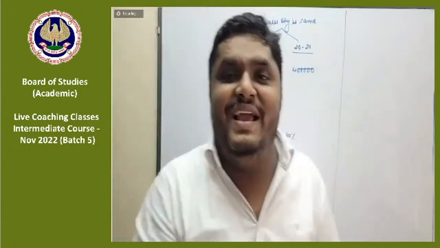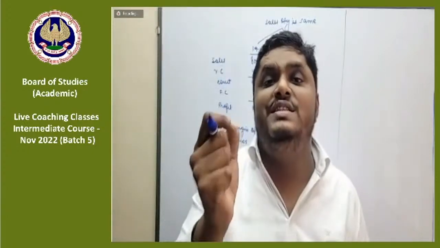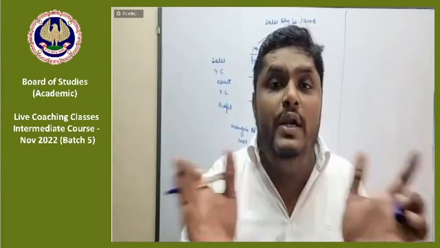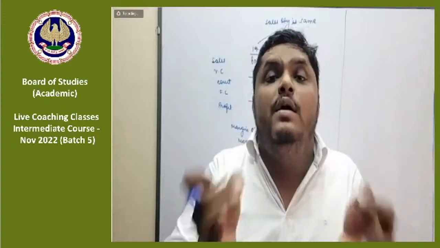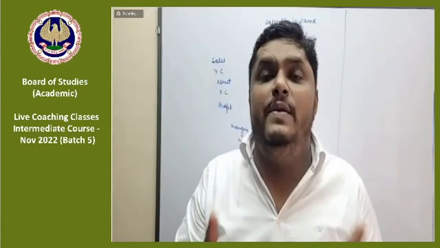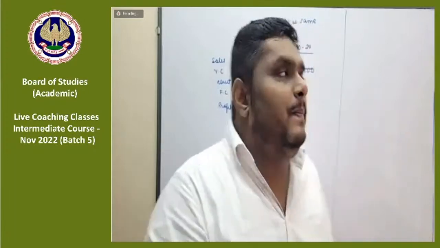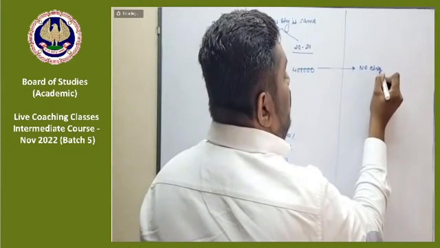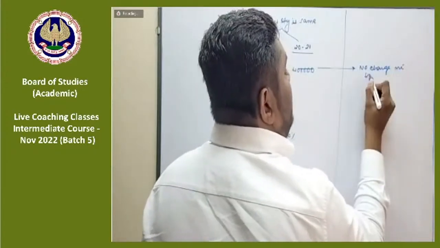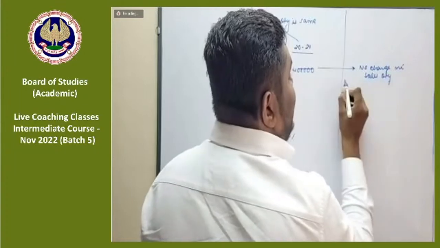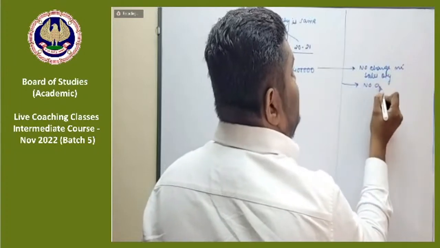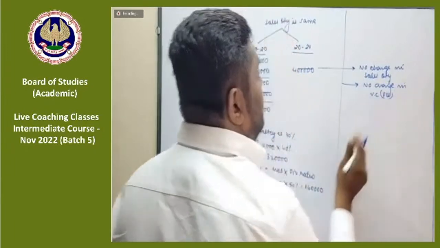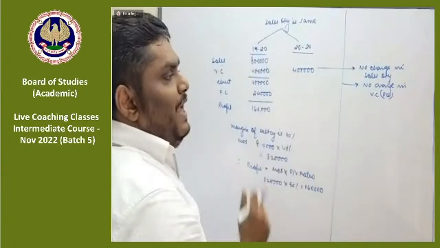I repeat again, guys. First point, there is no change in sales quantity. Second point, why is the PV ratio changing? Not due to reduction in variable cost per unit, but due to change in selling price per unit. It means variable cost is the same. Why is variable cost the same? First, no change in sales quantity. Second, no change in variable cost per unit. So this 4 lakh we have got.